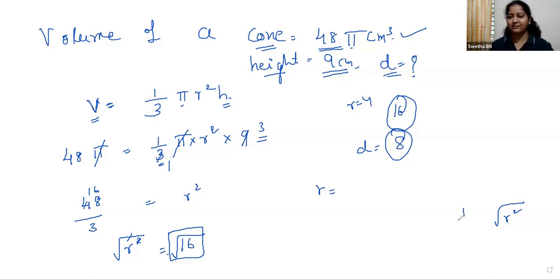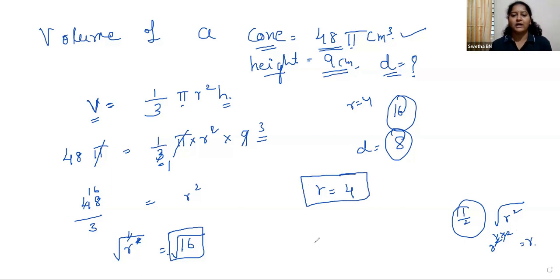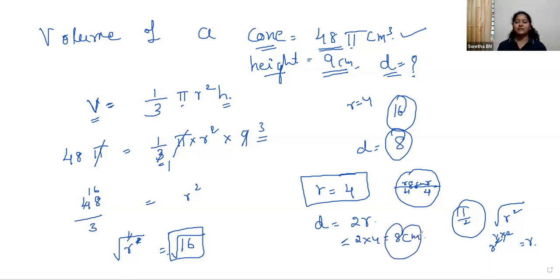See, the value of square root is 1 by 2. And here we have square, right? So these 2 will be cancelled. Answer is r. So square cancels with square root. So r is, what is the square root of 16? It is 4. So r is 4. And what about d? d is nothing but 2 times r. Yesterday I explained that in diameter there are 2 radii. If it is 4 centimeter, what will be the diameter? See, 4 plus 4, it is 8 centimeter. Diameter is 8 centimeter. So 2 into 4 is equal to 8. That is, d is equal to 8 centimeter.